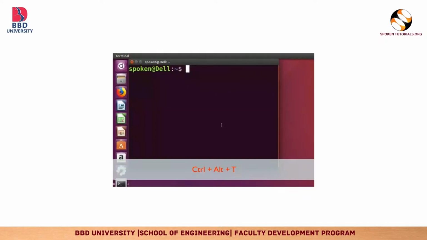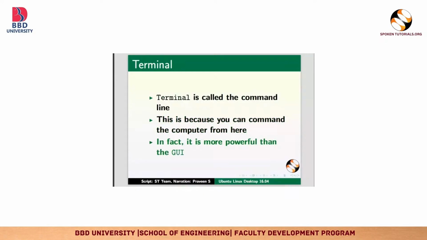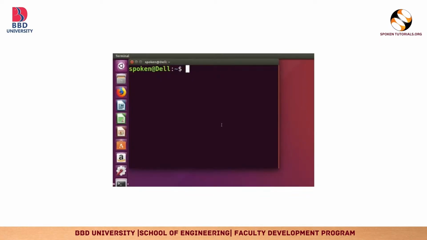So let's go to the dash home once again. Now type the word terminal in the search bar field. Click on the terminal icon that appears below. The terminal window opens on the screen. Please note, the shortcut to open the terminal is Ctrl, Alt and T keys.